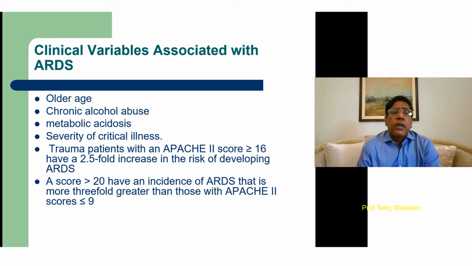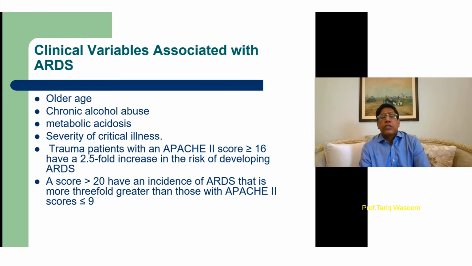There are certain clinical variables associated with it. It is likely to happen more in older age, and more with chronic alcohol abuse. Those who have metabolic acidosis have more chance of developing it. It also depends upon the underlying illness. The more severe the underlying critical illness, the more likely the chances of developing it.